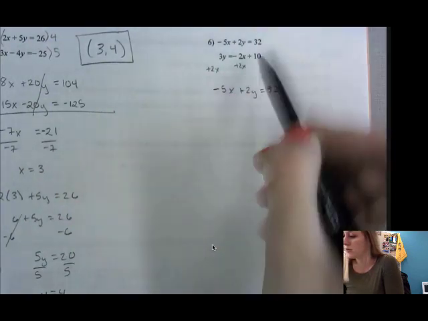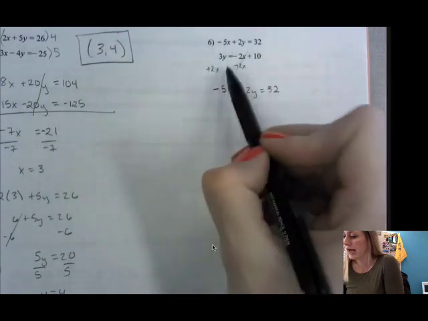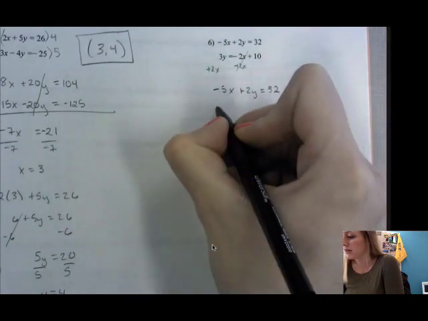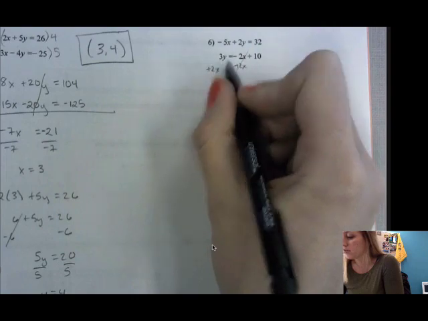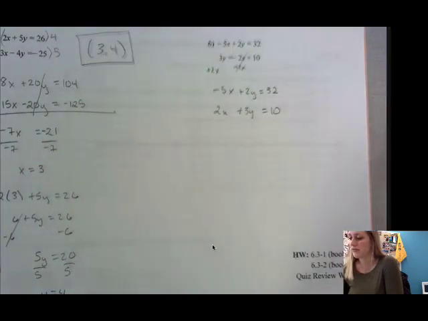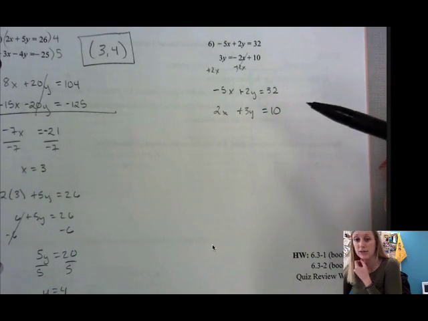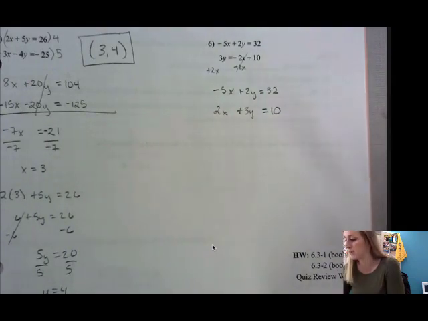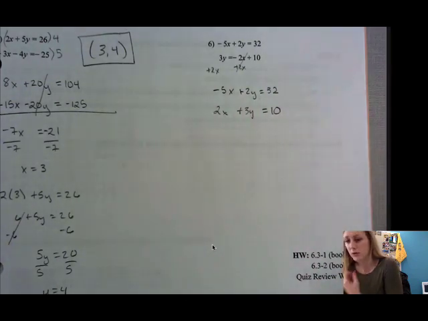Now my bottom equation, I rearranged. So I added 2x to the other side, so it's a positive 2x. That's a positive 3y, and then equals 10. I still have 10 left. So I had to rearrange it so that my x's, y's, and constants all lined up. Now I need to worry about getting them to be the same number. Okay, let's go ahead and eliminate y's again.